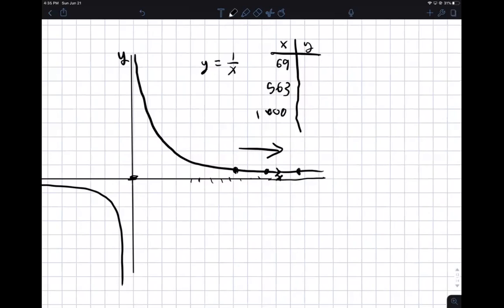But here's the thing. Is it ever going to reach 0? No. It's never going to be 0 because that would mean that 0 equals 1 over x. But can that be possible? I don't think so. That's not possible, unless it's approaching 0, right? As x approaches infinity, it gets bigger and bigger and bigger. Y is going to go to 0, but it's never going to be 0. That's just not possible.